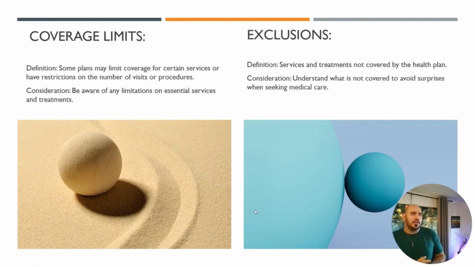And now we have coverage limits and exclusions. A coverage limit means services that are included in your health insurance, but they might be limited in how many services they would provide or how much they would pay for that. So be aware of those limitations. For example, most health insurances would say you get only 12 PT, physical therapy sessions, or only 5 massage therapy sessions, right? So if that's what is included, make sure you know.